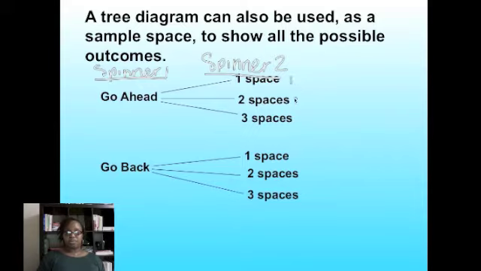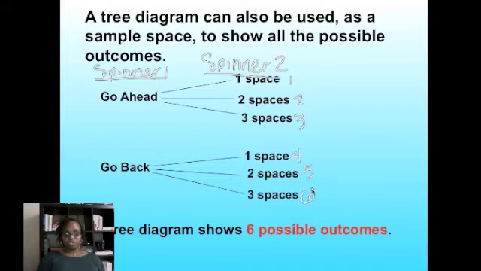And so this is what a tree diagram looks like, branching out from your different choices. And again, if we count them up, we've got 1, 2, 3, 4, 5, 6 possible outcomes, even if we use a tree diagram.